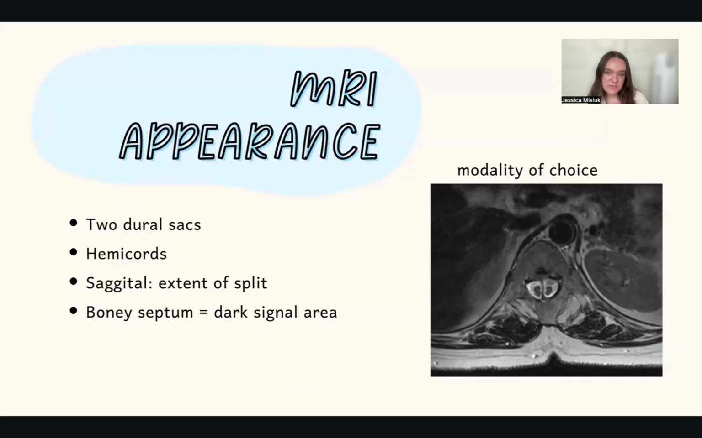A sagittal view in MRI would show the extent of the split. So it would show at what level of the vertebra and the spinal cord it starts and where it ends specifically. A bony septum on MRI is unlike an ultrasound, where it shows as hyperechoic with shadowing. On MRI, it shows up as a dark signal because bone cannot attenuate as well as soft tissue.